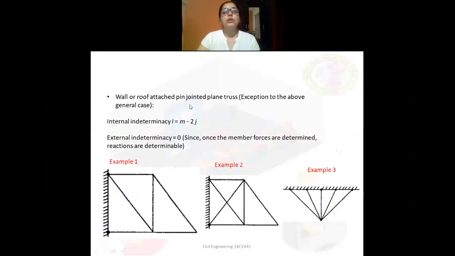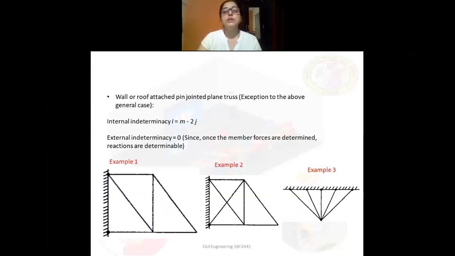So if there is a wall or a roof attached, if there is no support, but you have a wall or a roof attached to a pin jointed plane truss, an exception to the above general case, then internal indeterminacy I is equal to m minus 2j. There will be no external indeterminacy because there is no external support, so you need not calculate the external indeterminacy. It is sufficient if you calculate the internal indeterminacy.